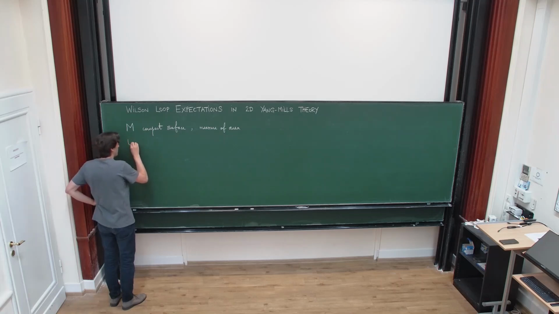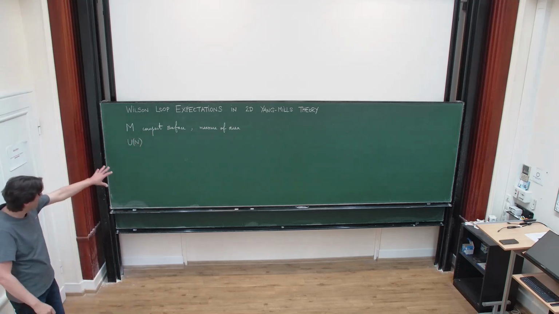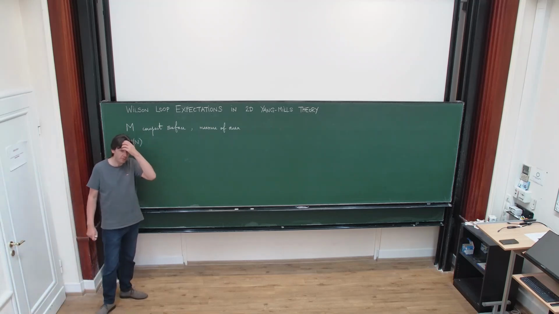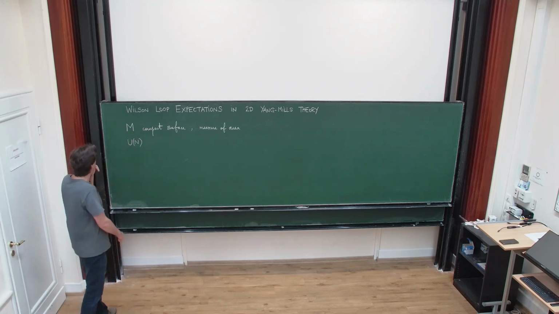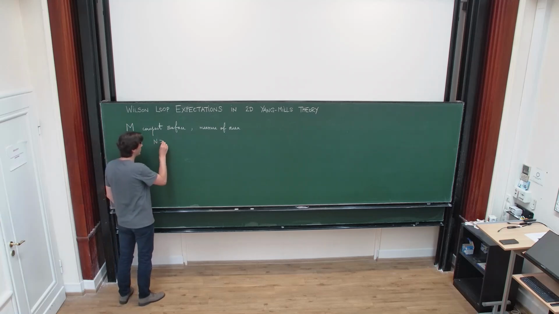We have also a group that I will take to be the unitary group U(N) in this talk. The story that I'm going to tell depends on the fact that I'm taking this group. There is certainly a similar statement for orthogonal groups, for symplectic groups. It could also be the special unitary group, but I take the unitary group. So N here is an integer.